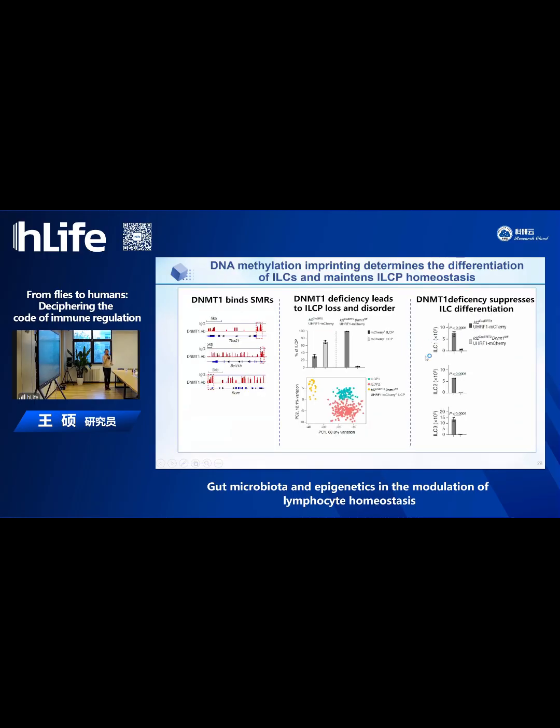Then we wanted to know the function of DNA methylation in the precursor cells. We found that if we delete the DNA methyltransferase DNMT1, the mice cannot develop ILC subsets, and DNMT1 deficiency suppresses ILC differentiation, which means that the methylation imprinting is very important for the ILC subset establishment and also the maintenance of ILCP homeostasis.